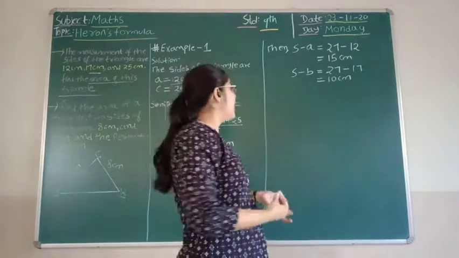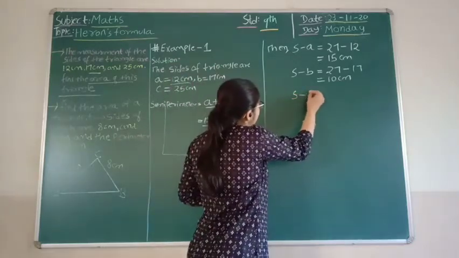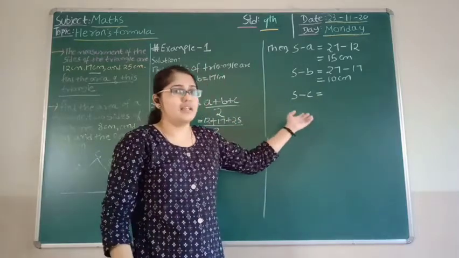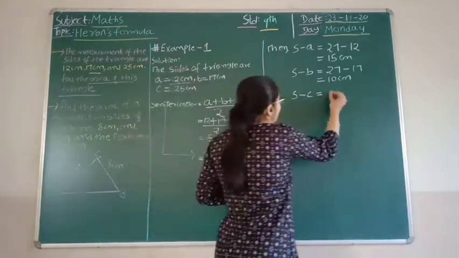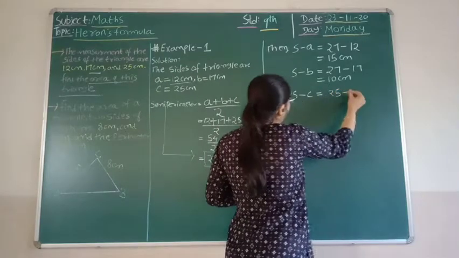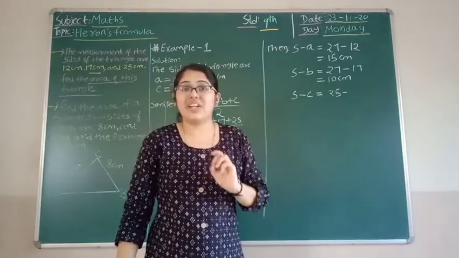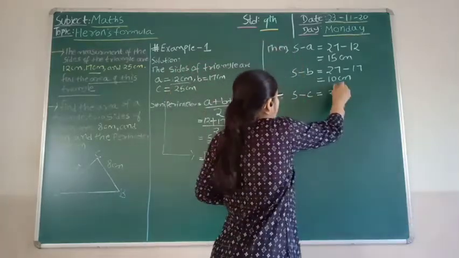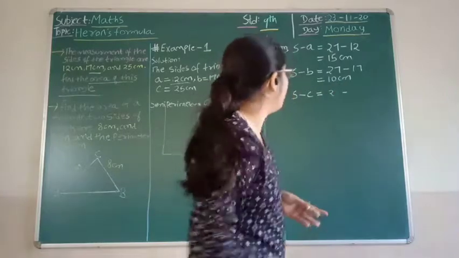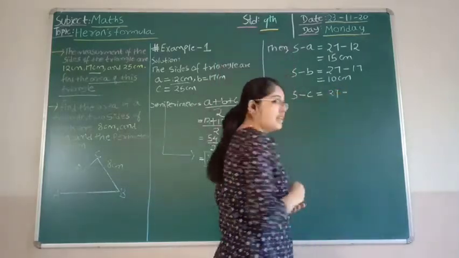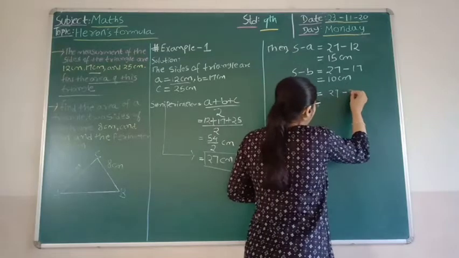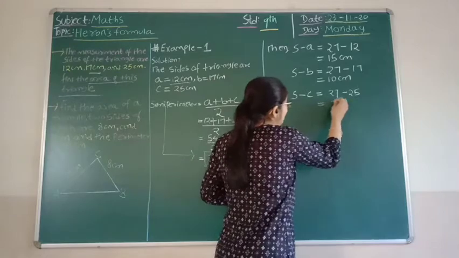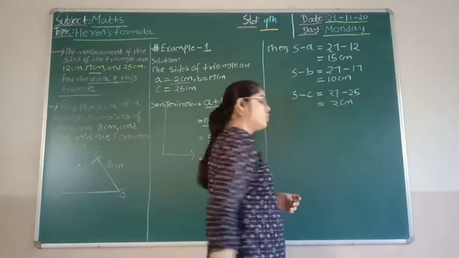Now moving on to the next, that is S minus C. That is again the semi-perimeter minus the side of the triangle, C. It is 27, and we know that C is nothing but 25 centimeter. So the semi-perimeter is 27 centimeter and C is 25 centimeter, and when I subtract, I am going to get the answer 2 centimeter.